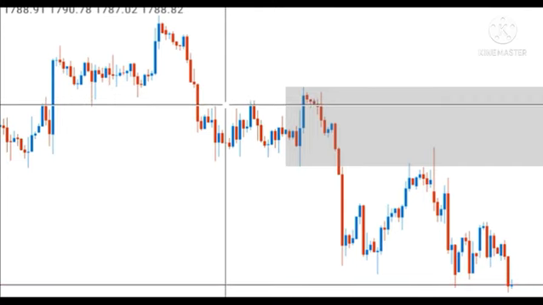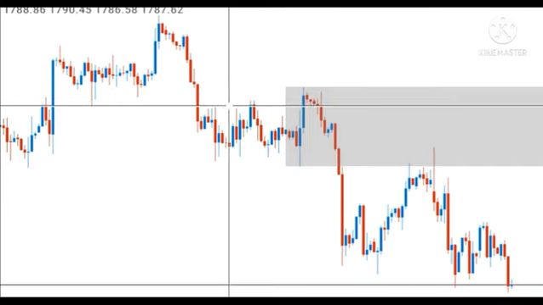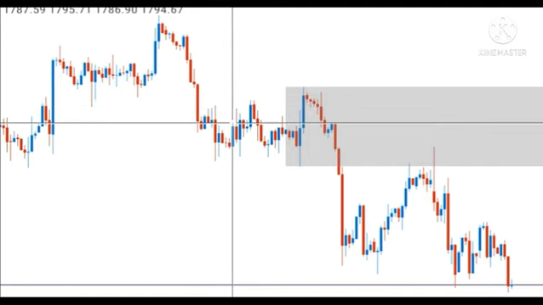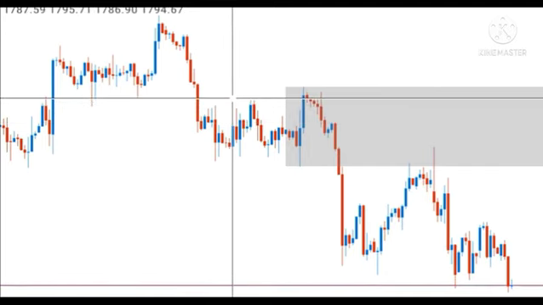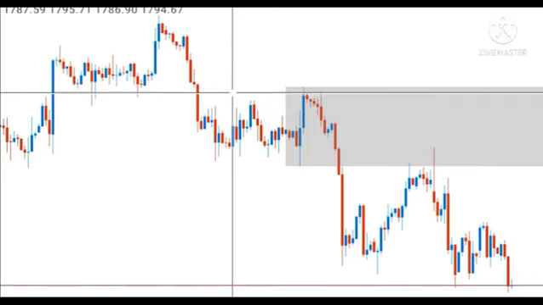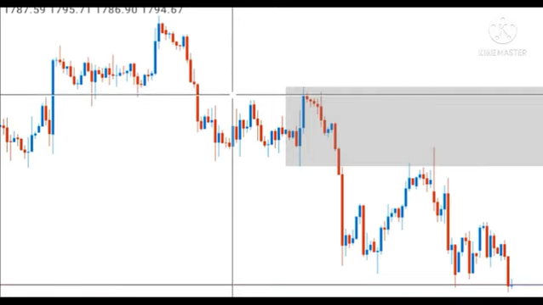So they will place their sell orders here. And where do you think their stop losses will be when they place their sell orders here? Of course, above this high. Perhaps, maybe, I don't know, 5 pips, 10 pips above. They will place their stop losses there.